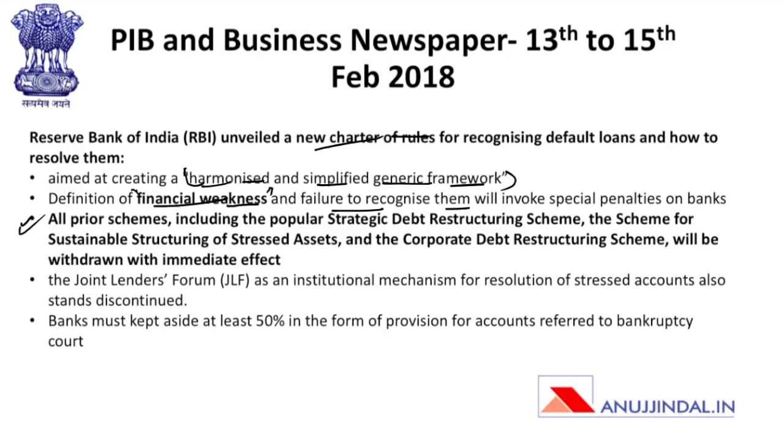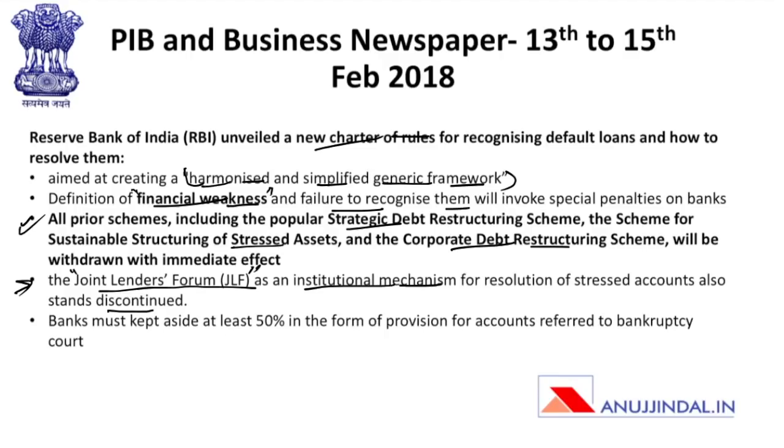A very important provision of this is that all prior schemes, including the popular Strategic Debt Restructuring Scheme, S4A or Scheme for Sustainable Structuring of Stressed Assets, the Corporate Debt Restructuring Scheme, and Joint Lenders Forum, all these four stand withdrawn or stand discontinued. Now, I've seen in a lot of videos that people have missed out this fourth one, Joint Lenders Forum, but this as an institutional mechanism also stands discontinued with the new Charter of Rules by RBI.